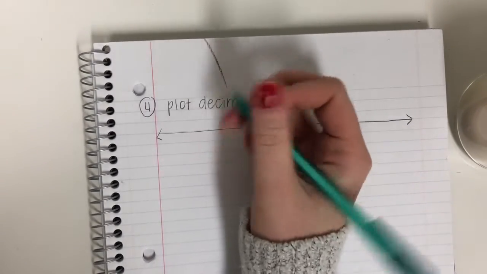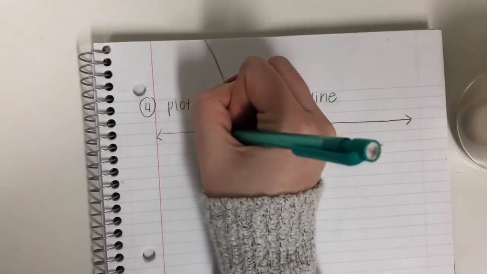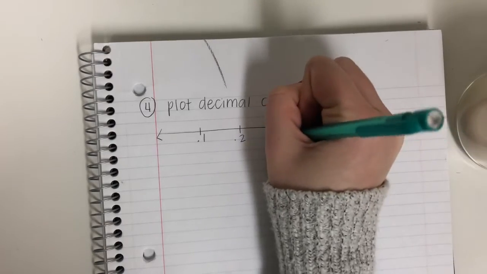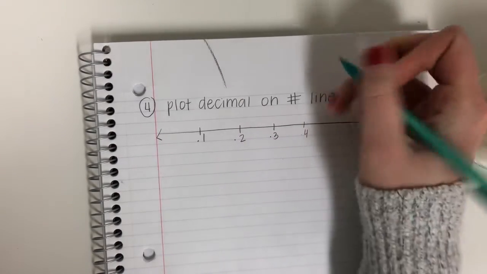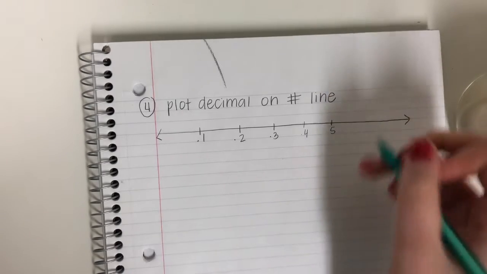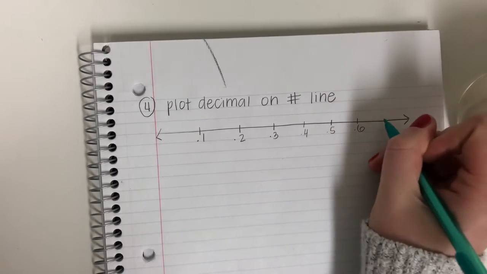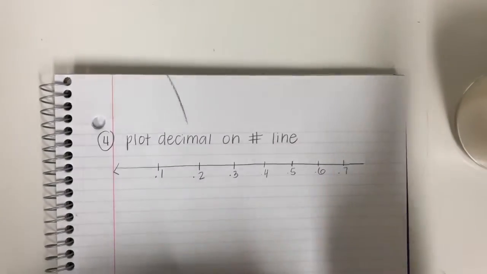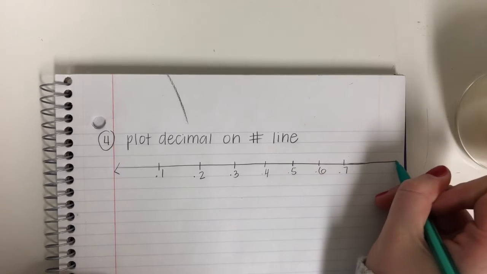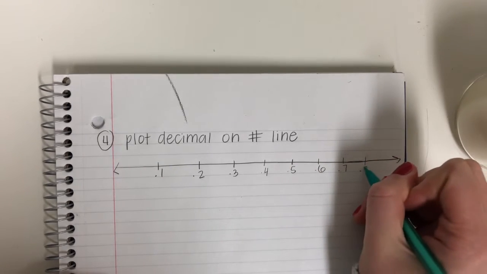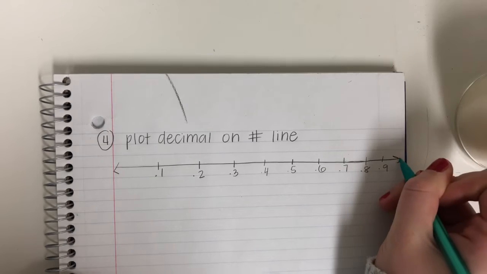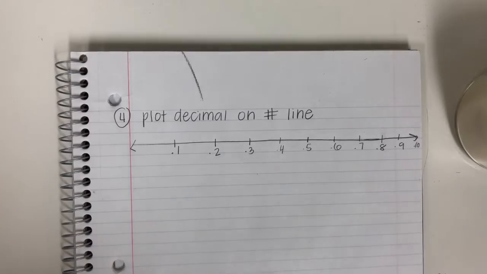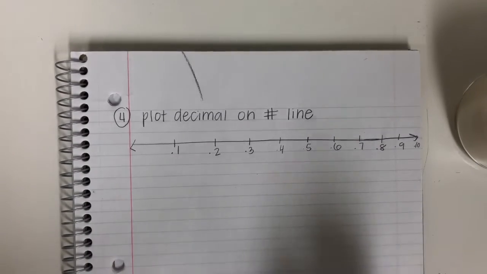Okay, and we're going to do 0.1, 0.2, 0.3, 0.4, 0.5, 0.6, 0.7, make this bigger because we want to go all the way to 10, 0.8, 0.9, and then this will be 0.10. Okay, so in between our lines, we have 10 lines in between.